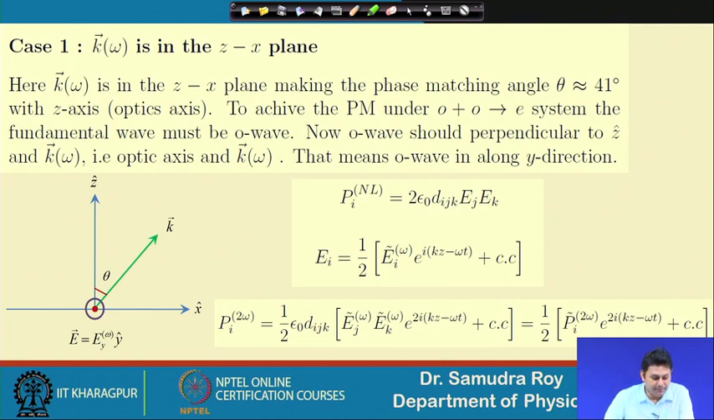This is some sort of recap. If I launch the k vector in the xz plane, then we find that there will be no second harmonic generation, and this theta is 41 degrees. Interestingly, the value of this theta is 41 degrees, so the phase matching is still there, but the orientation of k, rather the azimuthal angle of the k, is very important.